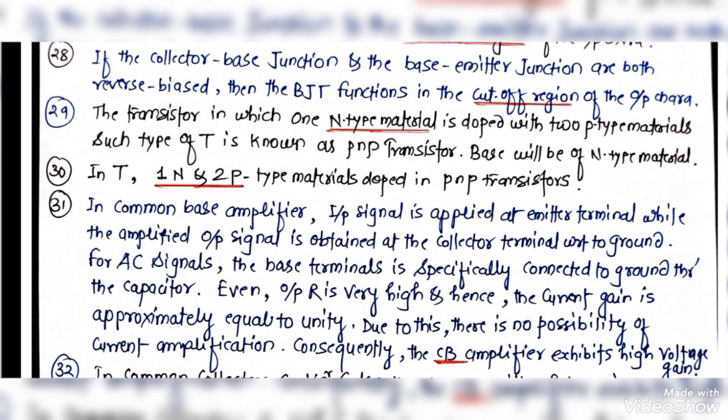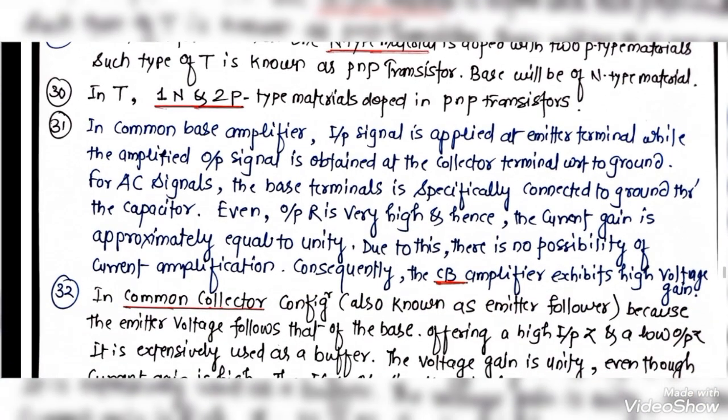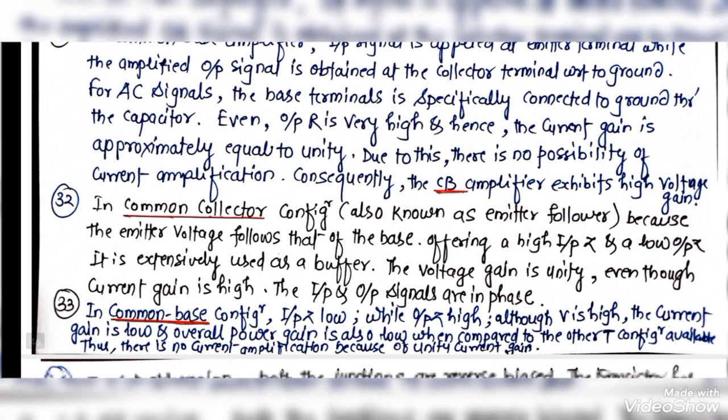In common base amplifier, input signal is applied at emitter terminal while the amplified output signal is obtained at the collector terminal. With respect to ground, for AC signals, the base terminal is specifically connected to the ground through the capacitor. Output resistance is very high, and the current gain is approximately equal to unity. Due to this, there is no possibility of current amplification. Consequently, the CB amplifier exhibits high voltage gain.